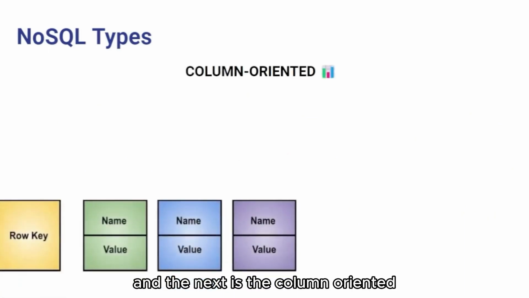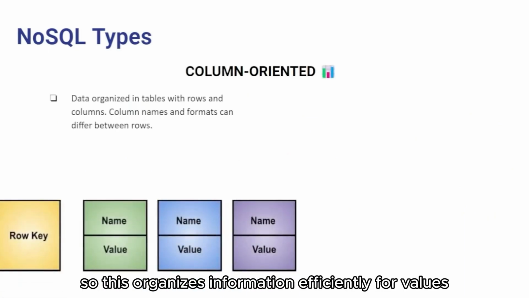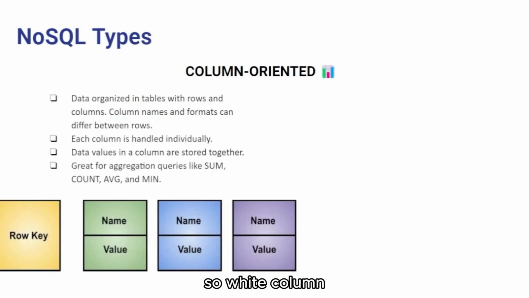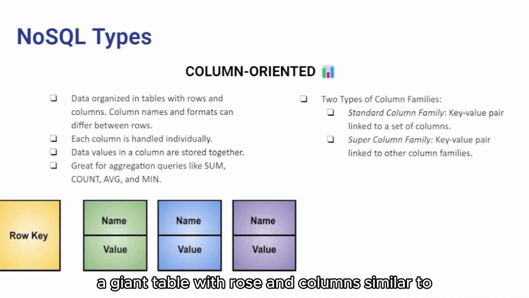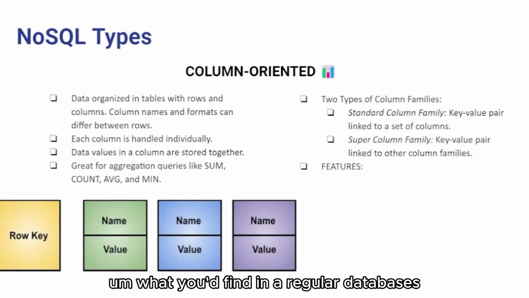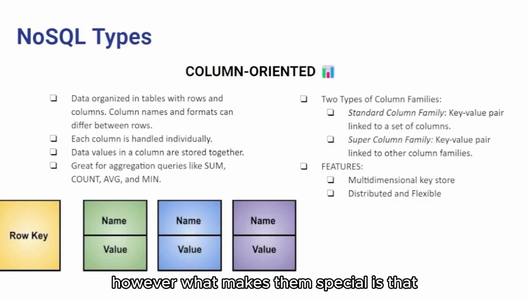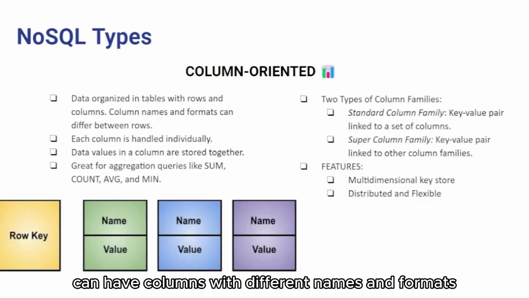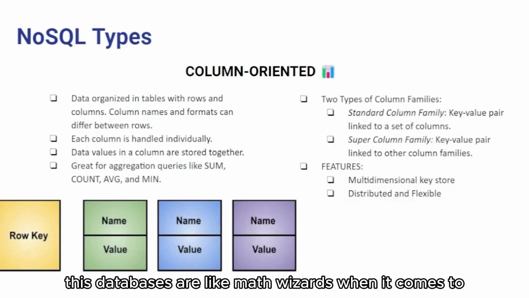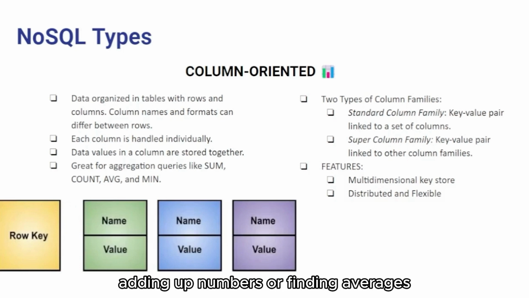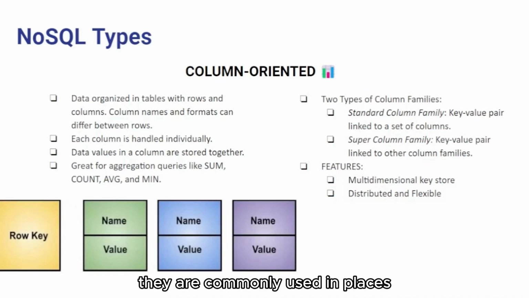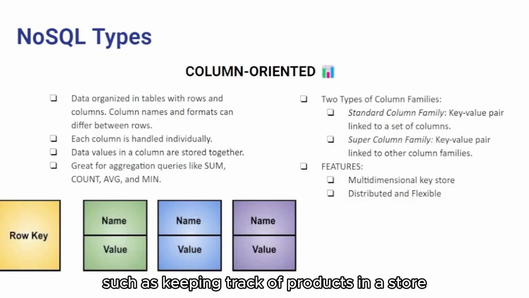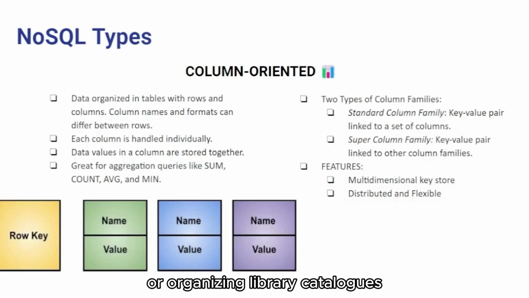And the next is the column-oriented. This organizes information efficiently for various applications. Wide column NoSQL databases are a bit like a giant table with rows and columns, similar to what you'd find in regular databases. However, what makes them special is that each row in this table can have columns with different names and formats. These databases are like math wizards when it comes to adding up numbers or finding averages because they organize data neatly in columns. They are commonly used in places where there's a lot of data to manage, such as keeping track of products in a store, creating business plans, or organizing library catalogs.